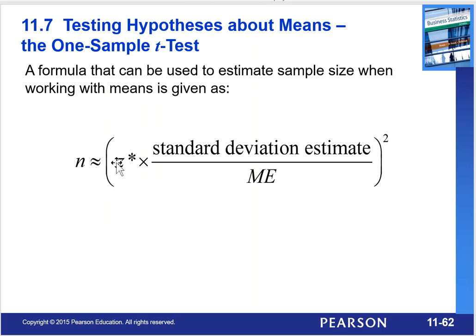Your sample size is approximately going to be the critical value z times your standard deviation divided by your margin of error, squared. This is simply coming from taking the margin of error equation.